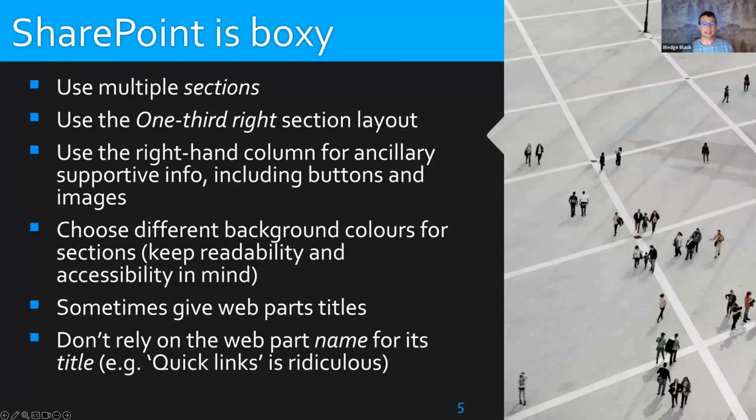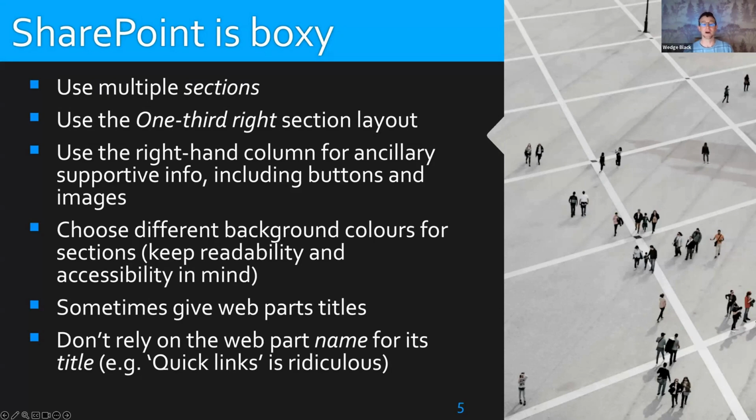So, SharePoint is boxy, and that's no bad thing. What we're supposed to be doing, though, is using multiple sections as we design, layout, and build pages so that we can avoid that wall of text look and feel. What I always say, what I always do, is use the one-third right section layout. And this gives you two columns. The first column being two-thirds wide for your main text, and the second column being one-third wide.